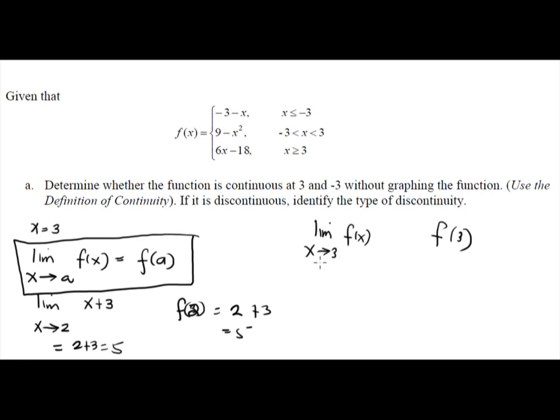Now, how do we find the limit as x approaches 3 of a given function? To get the limit as x approaches a number, we need to check the limit as x approaches 3 from the left and the limit as x approaches 3 from the right. So, you have to get the limit of the function as x approaches 3 from the left and from the right. Now, this can be a little tricky.